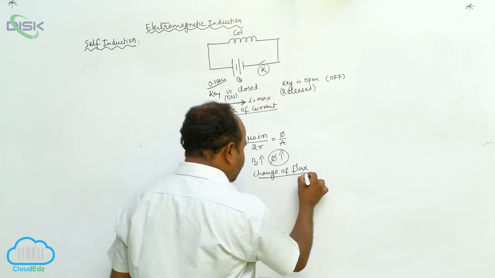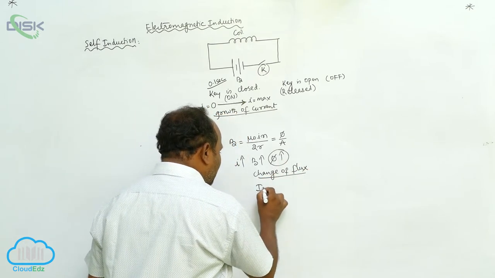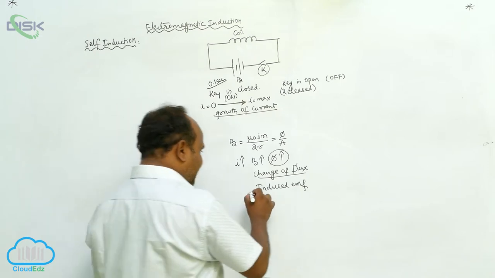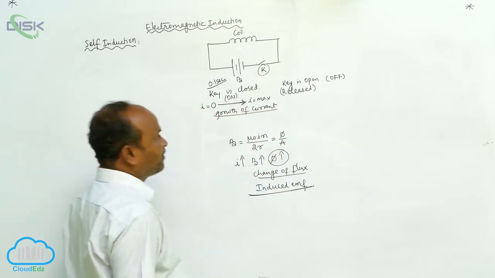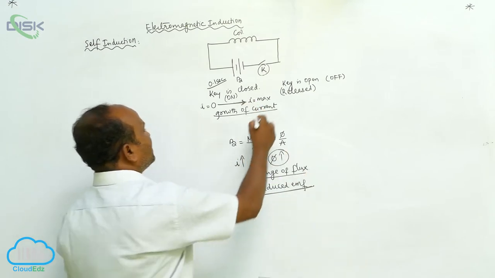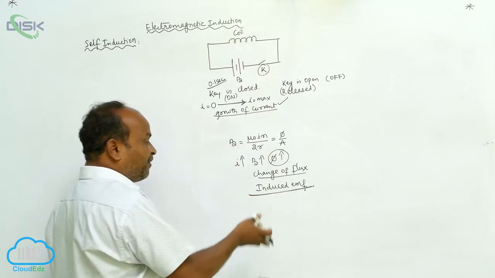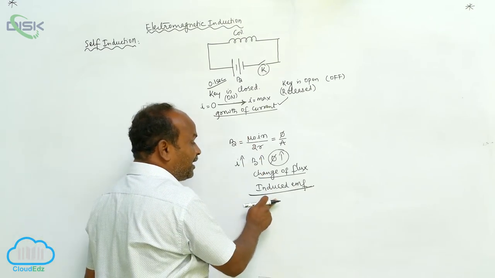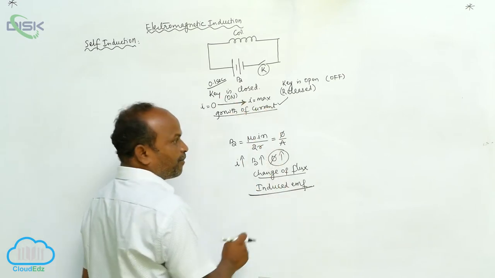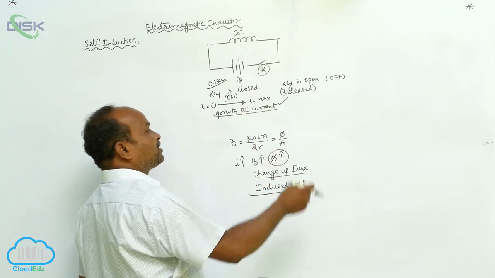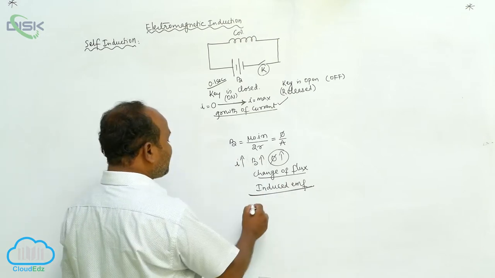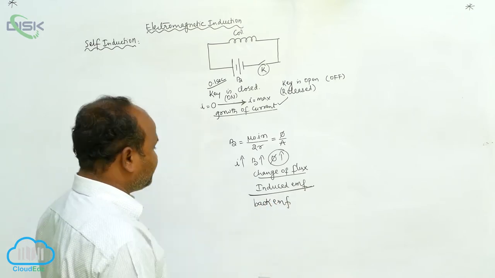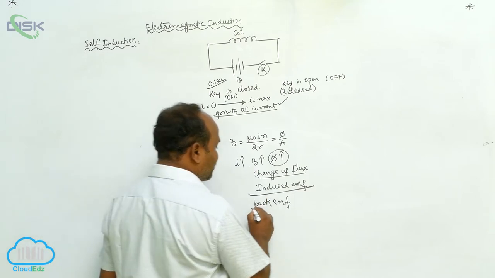As there is a change of flux, there is an induced EMF. This induced EMF is opposite to the growth of current. This induced EMF is opposite to the original EMF. It opposes the growth of current. This induced EMF, which is produced in the opposite direction of the original EMF, is also known as back EMF.